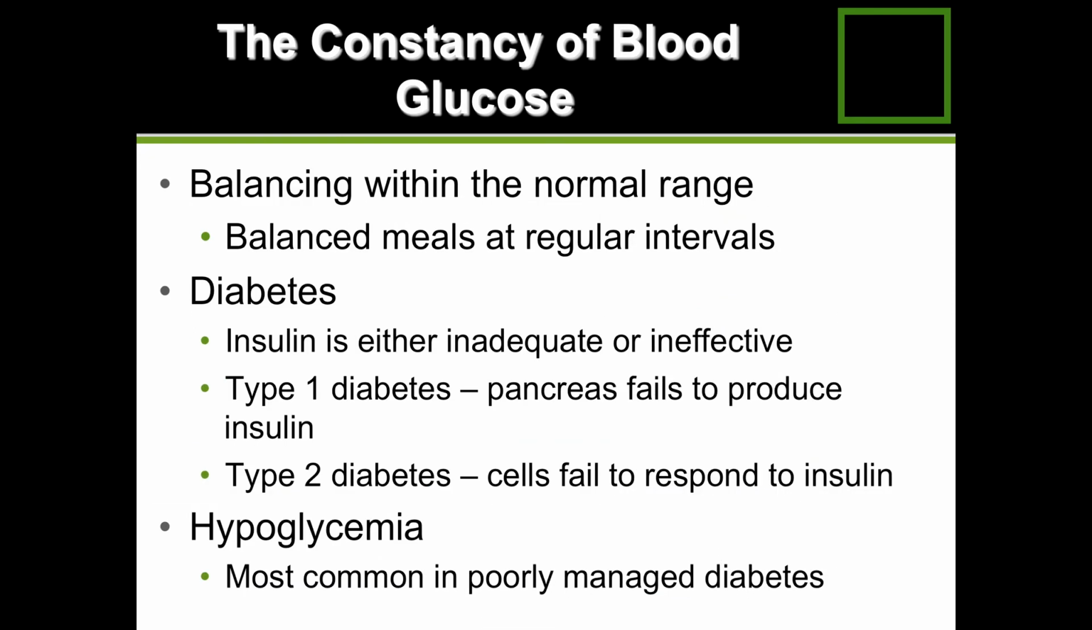All right, so balancing within the normal range. You want balanced meals at regular intervals, especially if you're already pre-diabetic. When it comes to diabetes, what happens is insulin is either inadequate or ineffective. There are two types of diabetes, which we'll get into in detail a couple of chapters later. Type 1 is when the pancreas fails to produce insulin. Type 2 is when the cells fail to respond to insulin. And type 2 is the common one. Then you get hypoglycemia, or low blood sugar. This is most common in poorly managed diabetes.